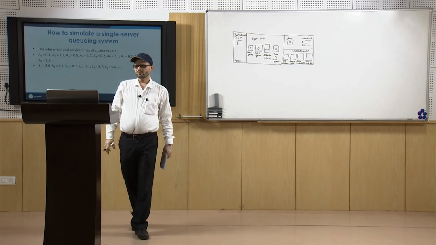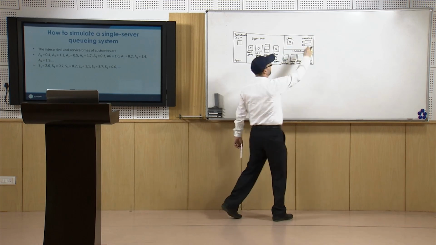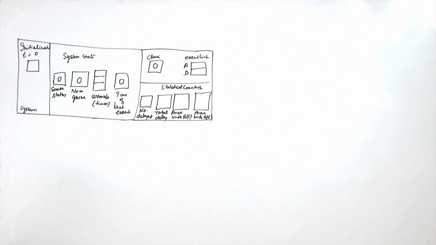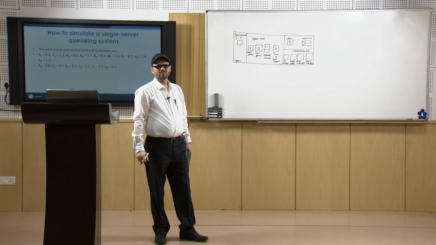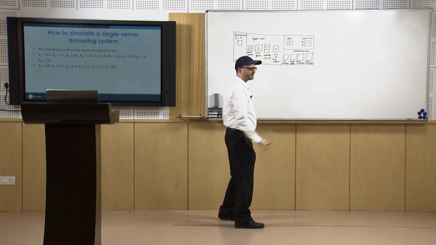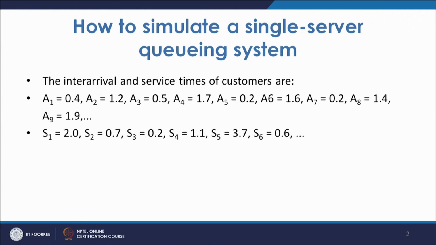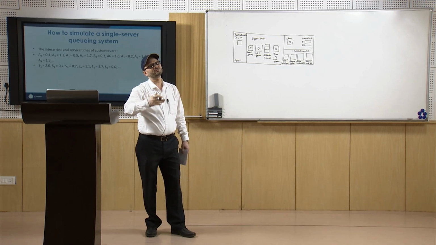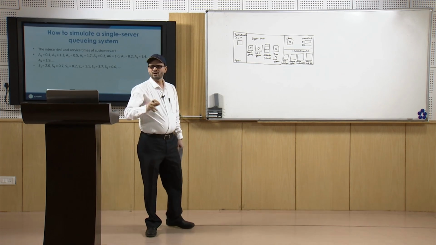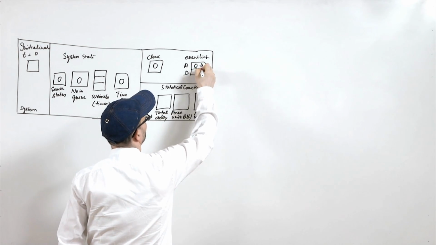Now, at time 0 the computer has to read the event list and decide what is the next most imminent event. If you look at the data, as we have seen, your first arrival is at 0.4. So the first event can only be an arrival, there cannot be a first departure. The next arrival which is scheduled is 0.4.